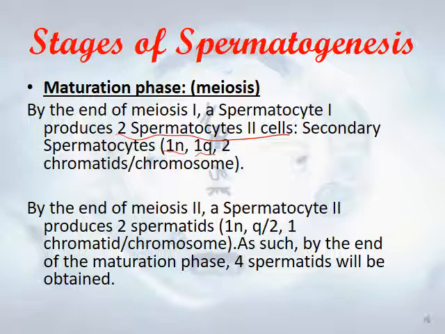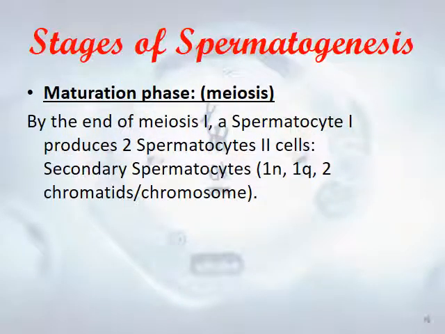While by the end of meiosis 2, spermatocyte 2 will produce a new type. It's called spermatid. Spermatid is 1N, the amount is Q/2, and 1 chromatid per chromosome. So by the end of the maturation, we will have 4 spermatids, since we have 2 spermatocyte 2 produced after meiosis 1. After meiosis 2, every spermatocyte 2 will give 2 spermatids. So we have 2 spermatocyte 2, so we will have 4 spermatids. Okay?